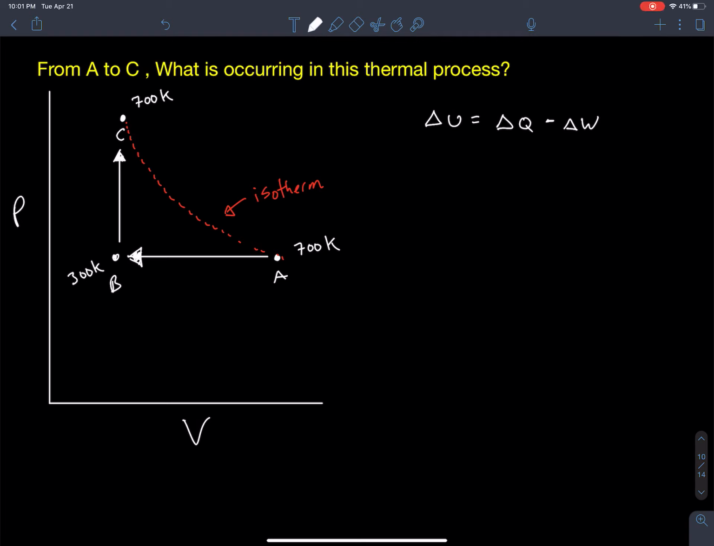So carrying on from what we were doing in the last video, which was doing calculations on PV curves and getting into the idea of engine cycles or heat engine cycles and calculating the amount of work being done in the cycles. Here's a classic example of something that you would have seen in a problem with a thermodynamic cycle or a thermal cycle that looks like this. It involves an isothermal process, then an isobaric process, and then an isochoric process.